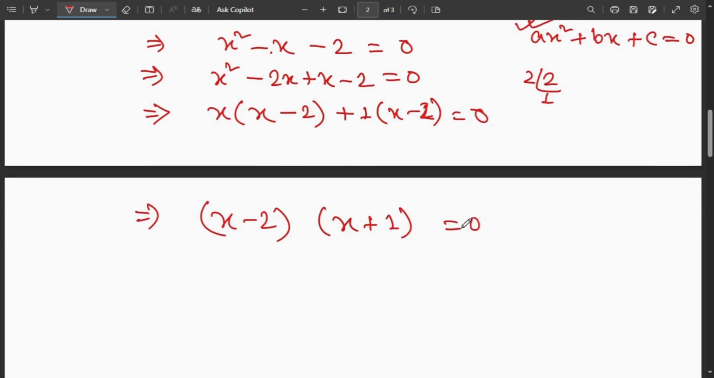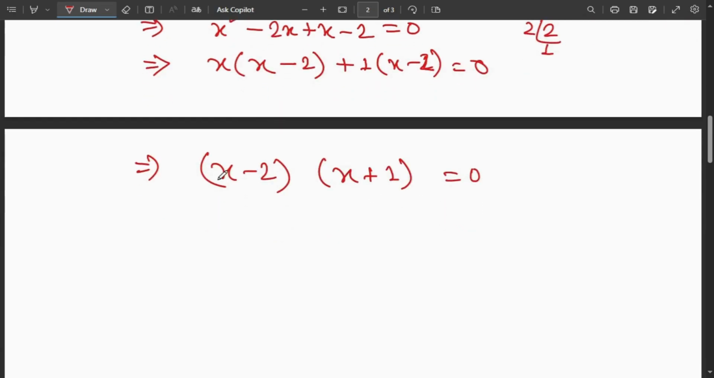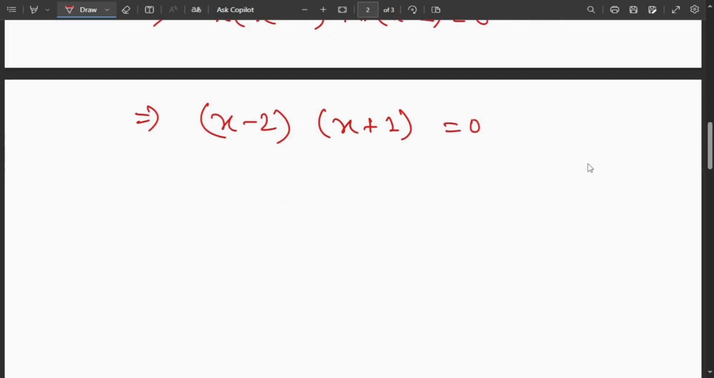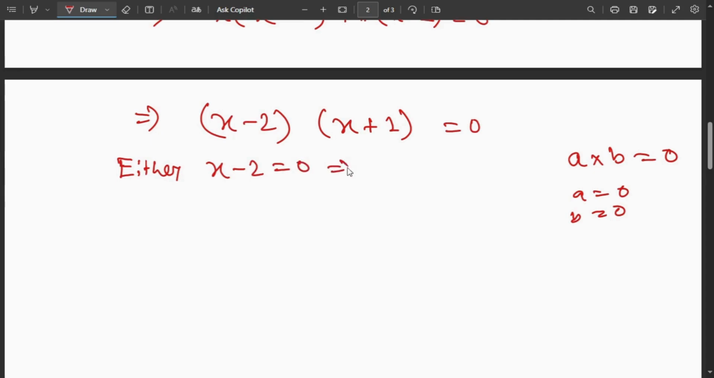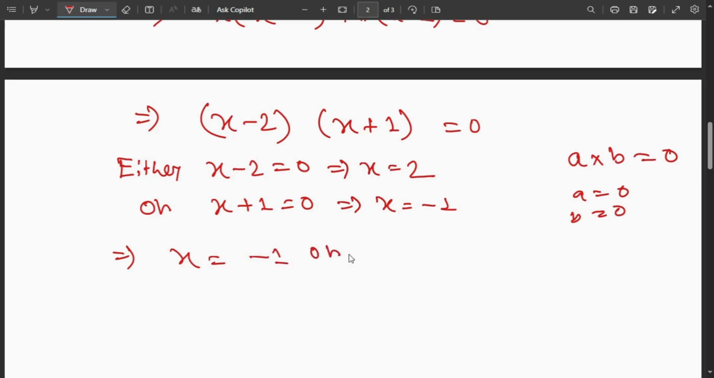Now we can apply the zero product rule. What is the zero product rule? The zero product rule is: a into b is equal to 0, then either a is equal to 0 or b is equal to 0. So here we can write either x minus 2 is equal to 0, that gives you the value x is equal to 2, or x plus 1 is equal to 0, that gives you x is equal to minus 1. Okay, so from there we can write x is equal to minus 1 or 2.